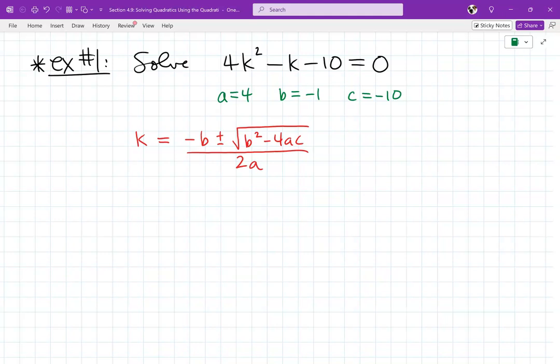4k squared minus k minus 10. So I'm going to use k. Now, my b value is a negative 1. So when I plug it in, make sure that you put your number in parentheses, because you're plugging in a negative number. If you're plugging in a positive number, you don't have to put parentheses if you don't want to when it's by itself, but I always do. It's just good practice. So, square root of b squared, that's negative 1 squared, minus 4 times a, which is 4, times c.